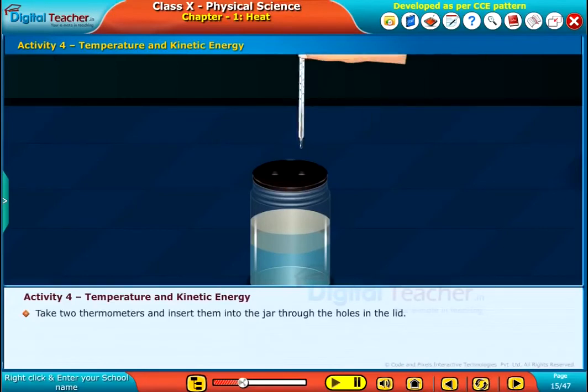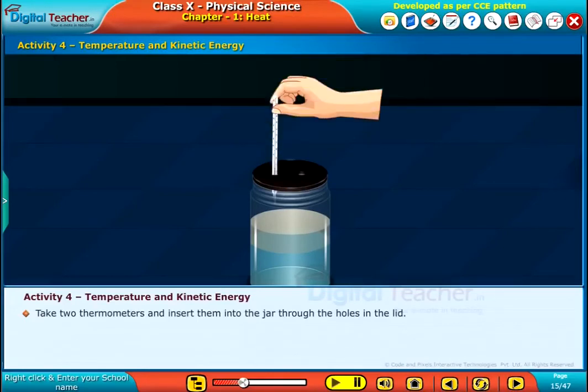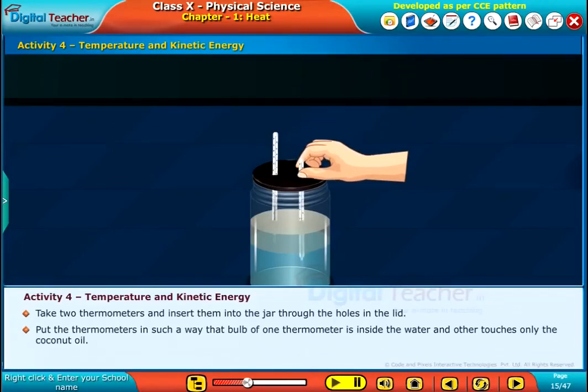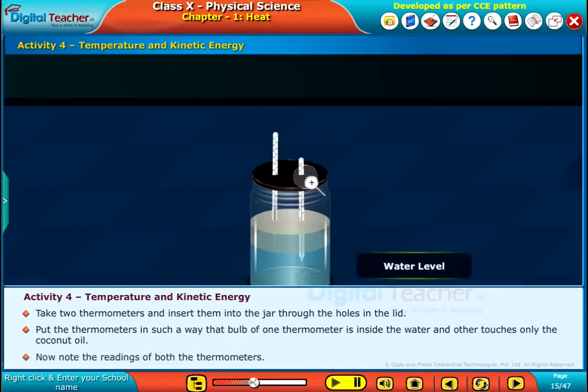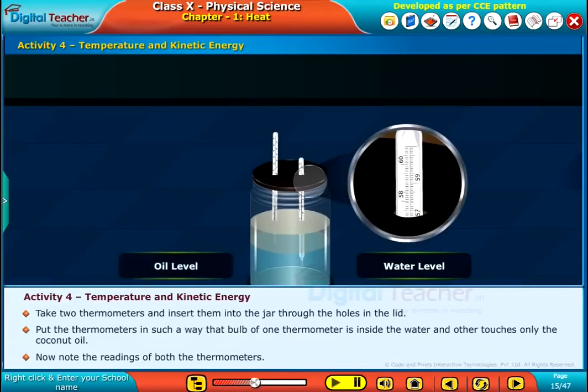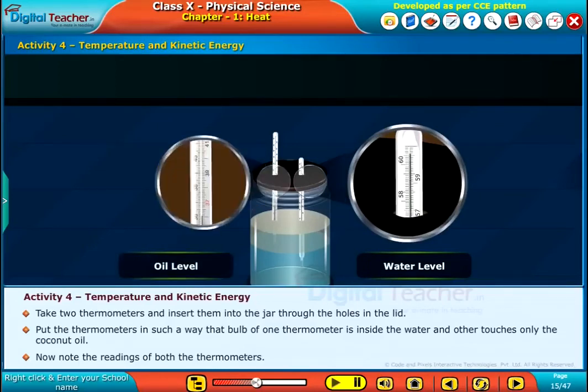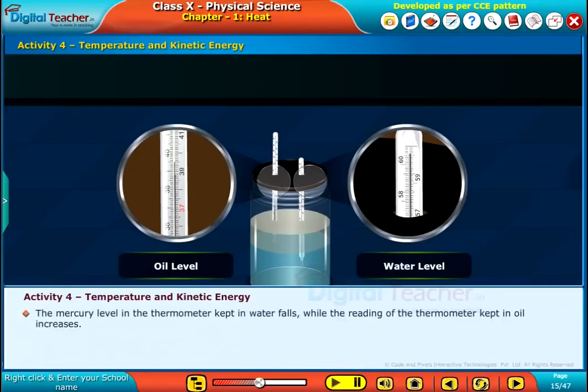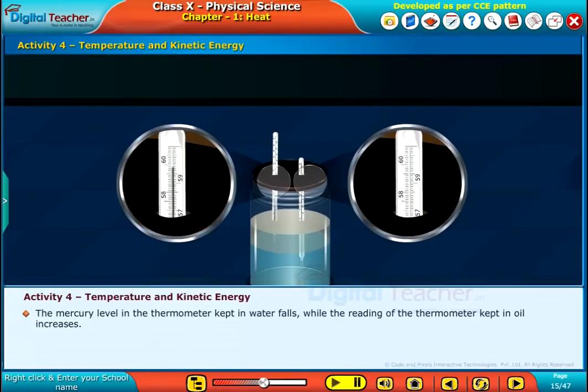Take two thermometers and insert them into the jar through the holes in the lid. Put the thermometers in such a way that the bulb of one of the thermometers is inside the water and the other touches only the coconut oil. Now note the readings of both the thermometers. The mercury level in the thermometer kept in water falls, while the reading of the thermometer kept in oil increases.